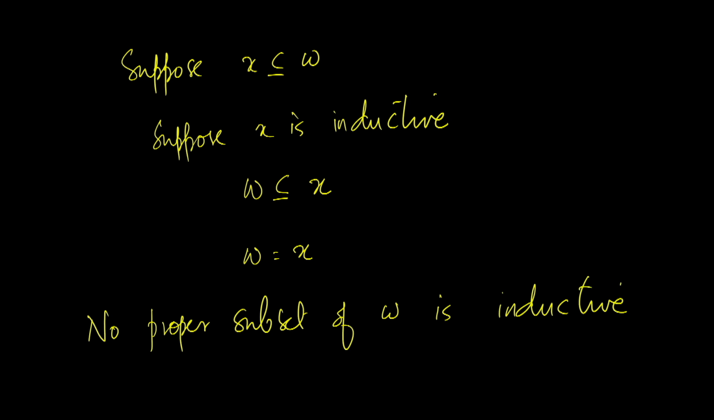So combine this with the definition of omega. Omega is the intersection of every inductive set, and omega is a subset of every inductive set, and no proper subset of omega is inductive. So in that sense, omega is the smallest inductive set. Every inductive set is a superset of omega. Now using this omega, we can embed natural numbers in set theory.